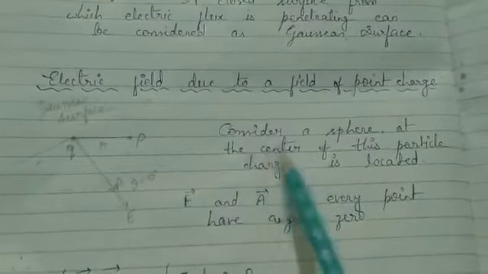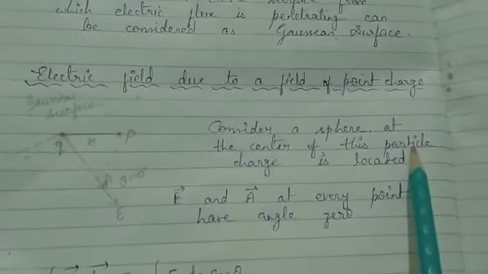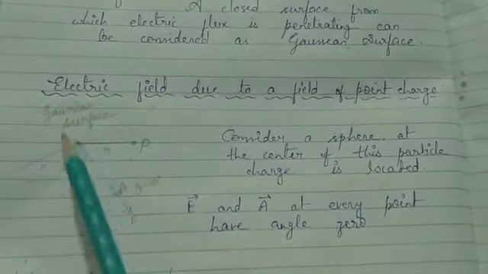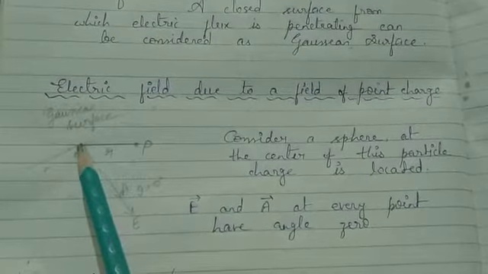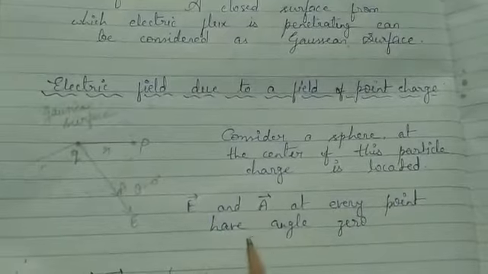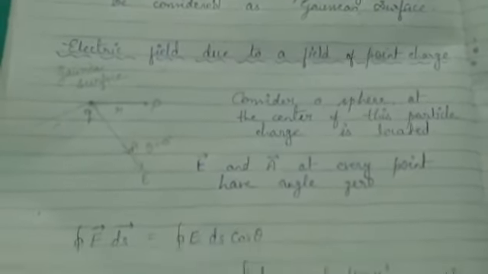So here consider a sphere. At the center of this sphere, one point charge is located. Then E and ds at every point have angle 0.